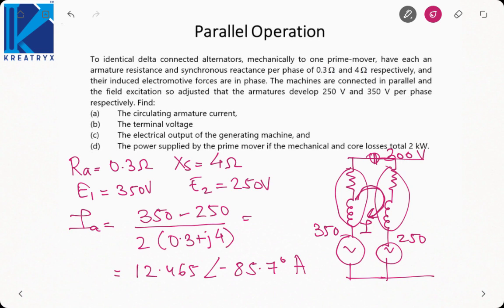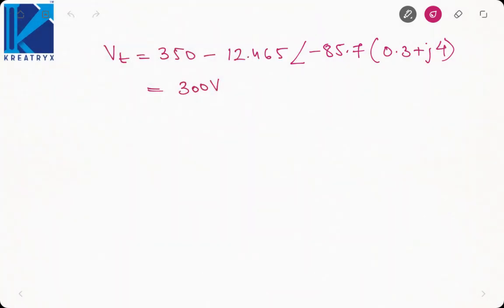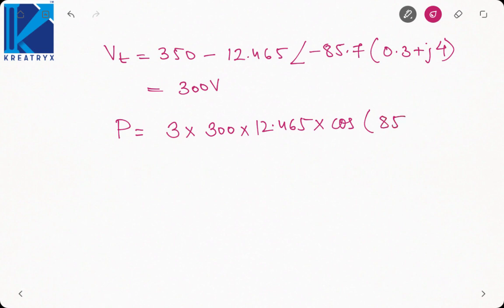The next question is the electrical output of the generating machine. Which one is the generating machine? Which is delivering the current, that is having an EMF of 350 volt. So what will be output power? Output power will be 3 times phase voltage, phase current into cos of angle between them. Since 300 has an angle of 0, it will be 85.7, same as the current angle. So this power comes out to be 840.